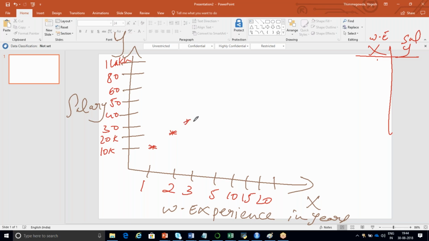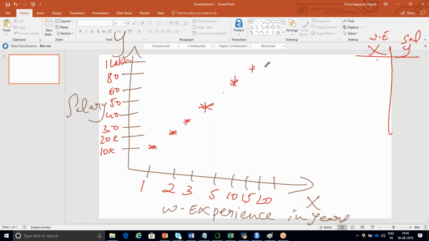Your salary will increase to 30K. You have 5 years of experience now. How much will your salary be? Approximate. Don't look at this chart. I'm asking you in general, if you have 5 years of experience, how much salary will you expect? Almost 40 to 50K you might expect. If you have 10 years of experience, 80,000 or 1 lakh rupees.